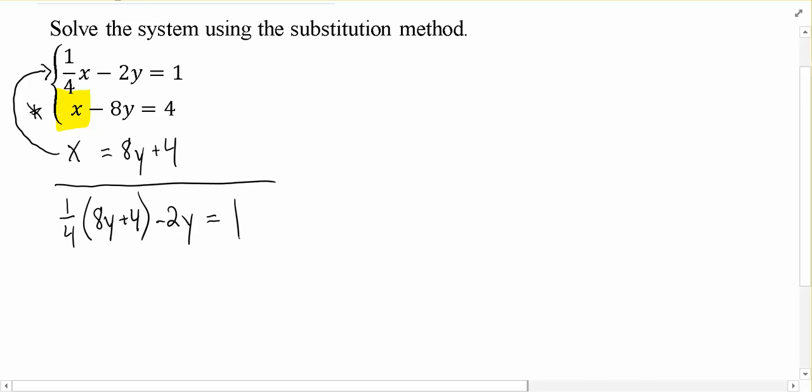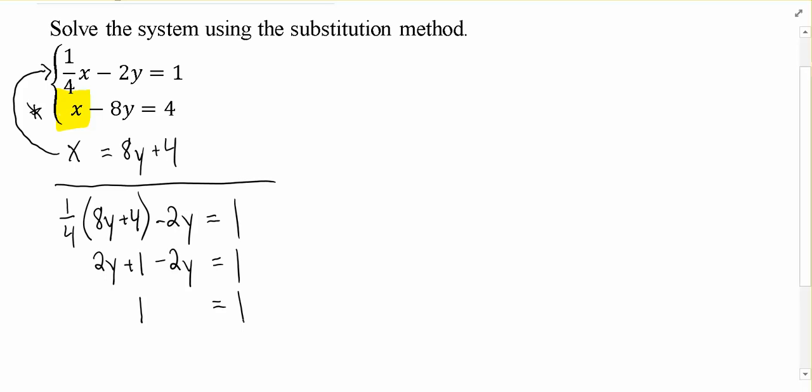Now we can distribute the 1/4. We could clear the fractions if we wanted as well. But since everything's divisible by 4 within that parenthesis, we may as well just distribute. That's going to give us 2y plus 1 minus 2y equals 1. Now 2y minus 2y is 0, so that leaves us with 1 equals 1. Hold on a second. Our variables are gone. What just happened there?